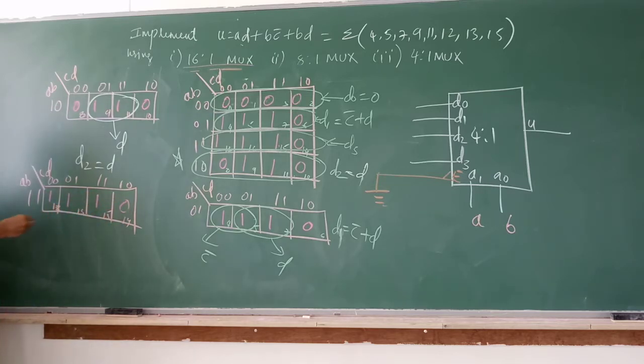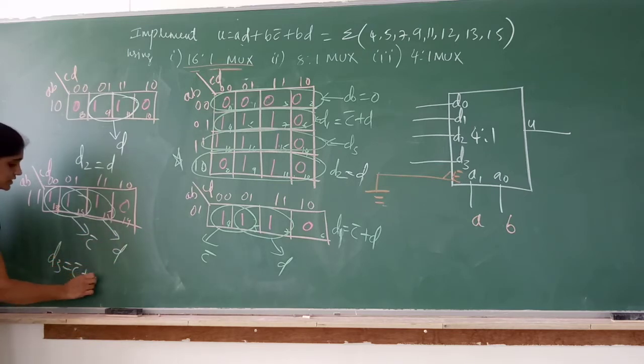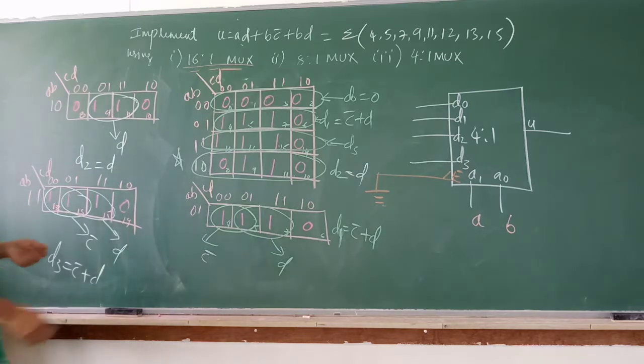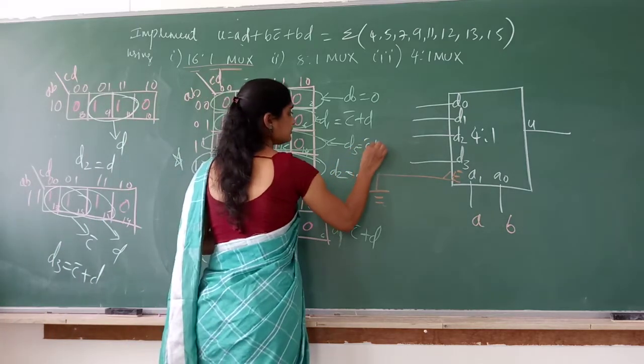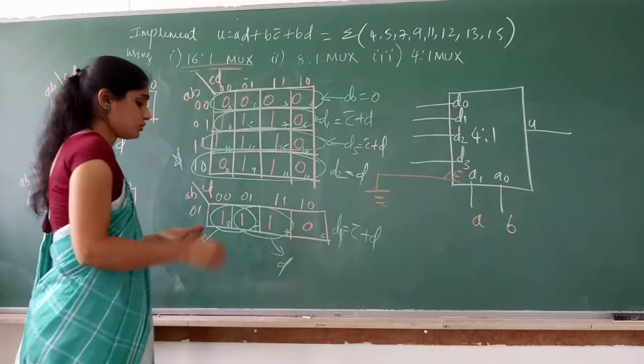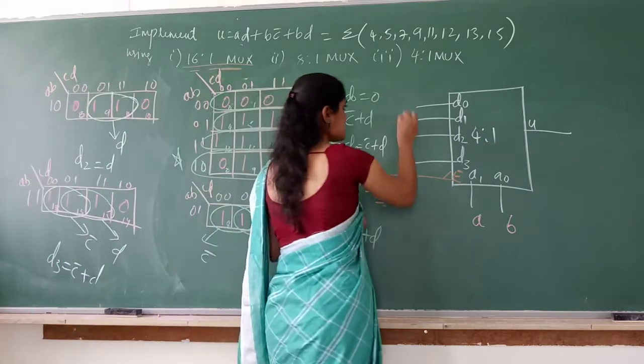So now group the cells. When you group 13 and 12, they are adjacent, so the equation is C bar, and 15 and 13 are adjacent, so the equation will be what? D. So D3 is also C bar plus D. Okay, D3 is also C bar plus D. So D0 is 0, so connect D0 to logic 0.